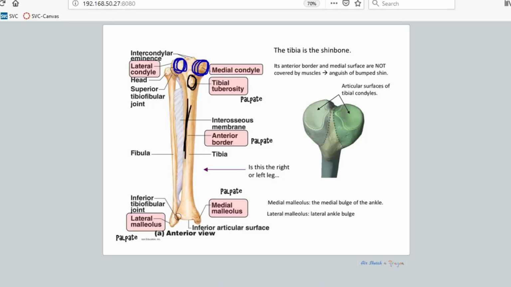You have this surface or this border on the tibia called the anterior border, and there's no skeletal muscles that go over that, so you can palpate that. That's essentially your shin. And then we get down distally, and we have the medial malleolus. This is basically the medial bulge of the ankle, and you can palpate that. Then we also have what's called the lateral malleolus. This is part of the fibula, and that forms the lateral ankle bulge.